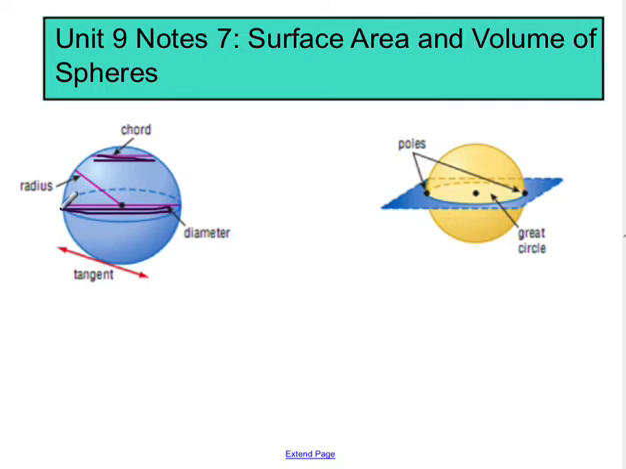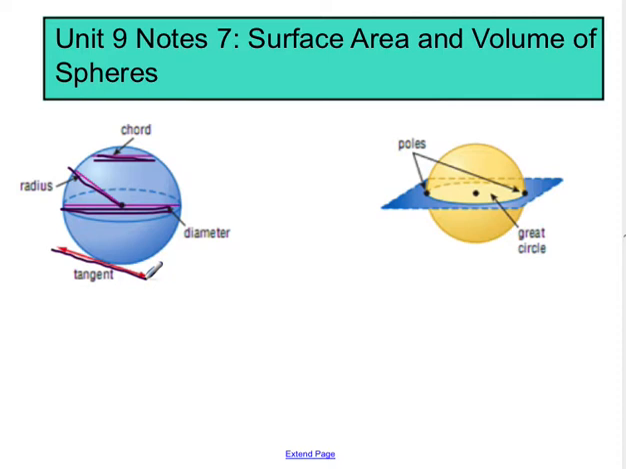Now the center of the sphere is really like the center of the circle, but since the sphere is round and circular, like a ball, it's going to be the very center of that ball. The radius is going to stem from the center of the sphere and go to the outside. Just like before, the radius is half the distance of the diameter. Okay, a tangent is the line that's going to sit next to a sphere.